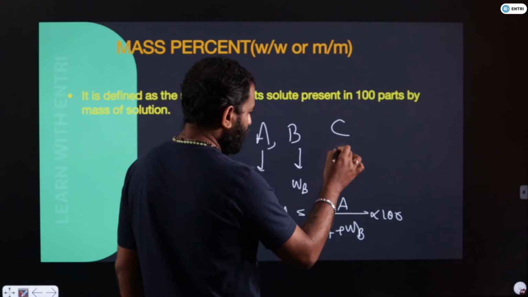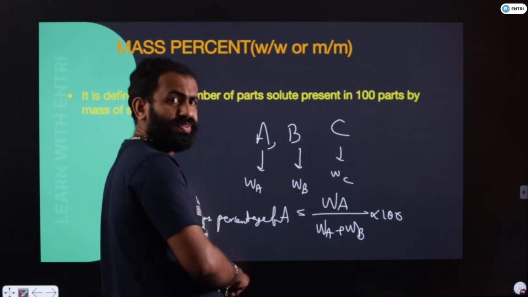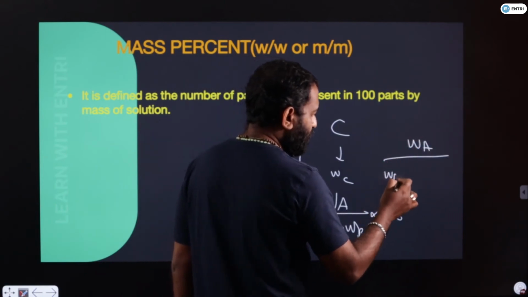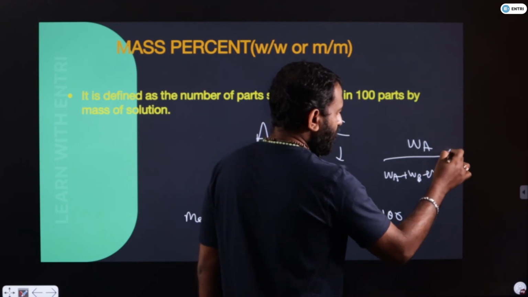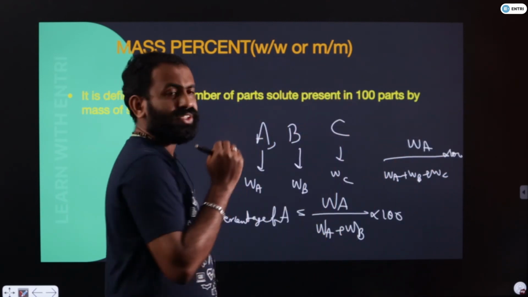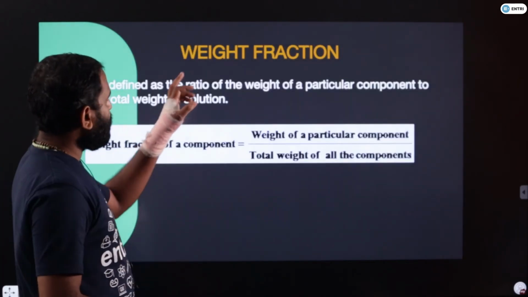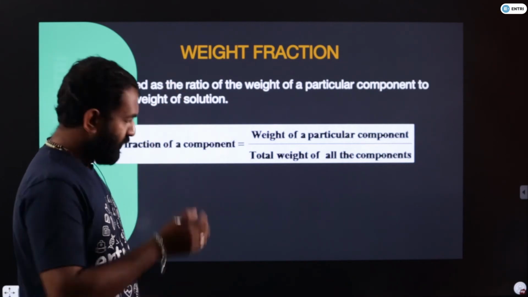Suppose if there are 3 components, then the mass of A is WA, mass of B is WB, mass of C is WC, then mass percentage of A is WA divided by WA plus WB plus WC into 100. That means individual mass divided by total mass into 100. So, weight fraction or mass fraction.